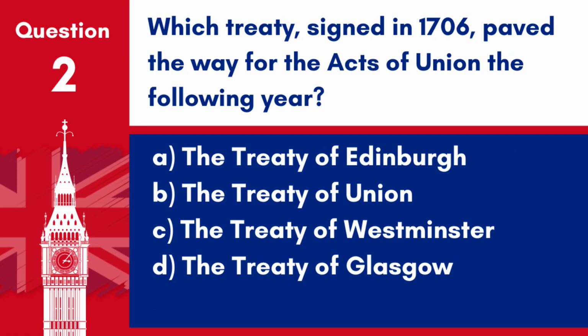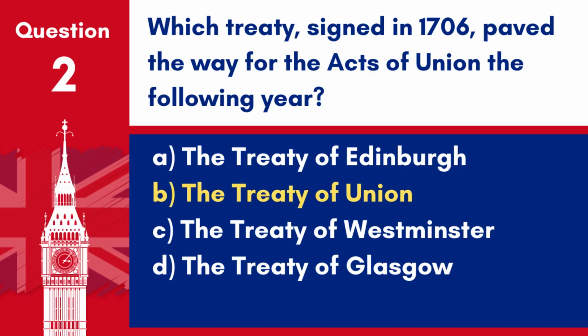Question 2. Which treaty, signed in 1706, paved the way for the Acts of Union the following year? A. The Treaty of Edinburgh. B. The Treaty of Union. C. The Treaty of Westminster. D. The Treaty of Glasgow.